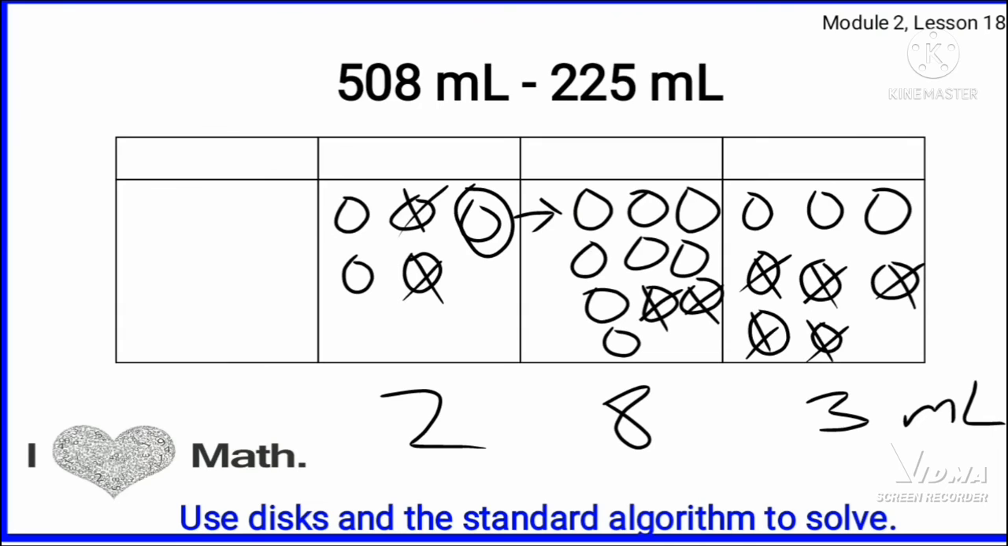But now let us start subtracting. 5 ones from 8 ones. I have 3 ones left. Now that we've decomposed one of the hundreds into 10 tens, we can now remove the 2 tens, leaving us with 8 tens. And when we remove 200s from the remaining 400s, we have 200. So my answer is 283 milliliters. Mathematics is fun.